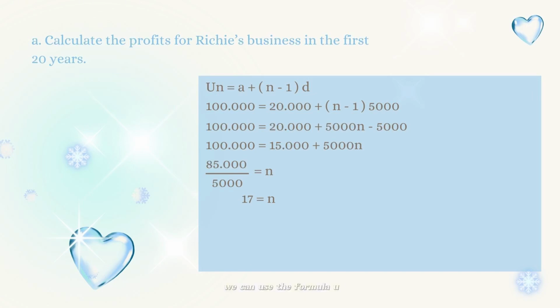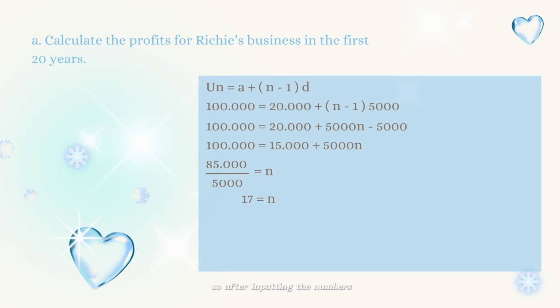We can use the formula Un equals a plus n minus 1 times d. $100,000 is the Un, or the term that we're actually finding. a is the first term, which is 20,000. n will be the term that we'll be finding later. And d is the difference, which is 5,000. These are all based on the question we got just now.